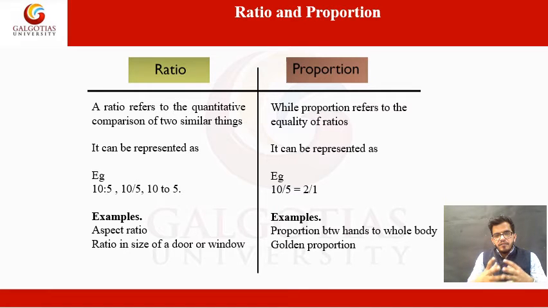While when we talk about proportion, let us talk about the proportion between hands and the whole body. It is important to understand that the proportion between the hands and the whole body is important because the whole body is the contextual study and hands are playing the role of the elements. Another example of proportion is the golden proportion or the golden ratio. While we talk about ratio, we have different examples of aspect ratio.